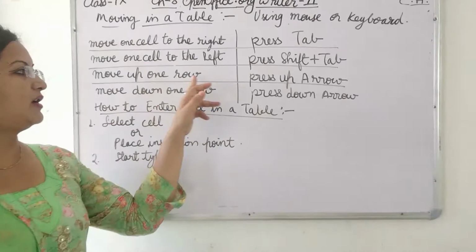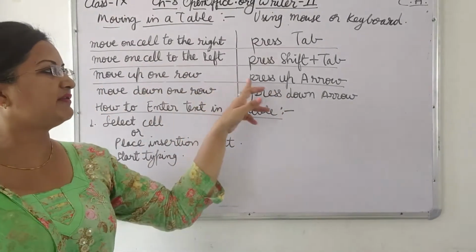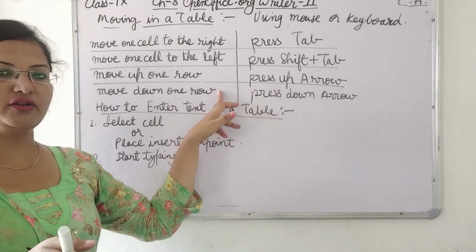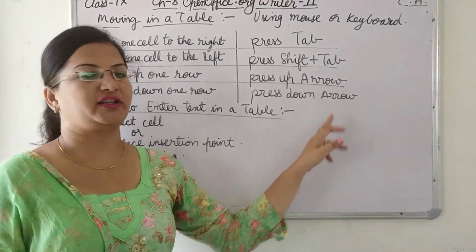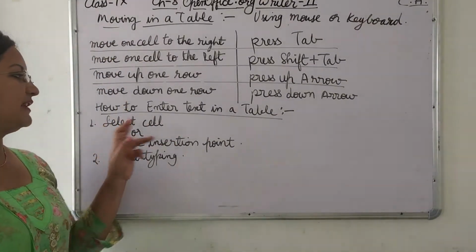Okay. Move up or down one row. So if we have to move up, we have to press up arrow key, and if we have to move down in the row, then we have to press down arrow key. Now how to enter the text in a table? It is very simple.